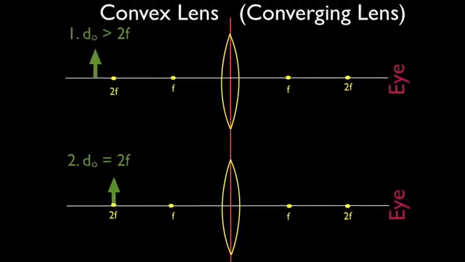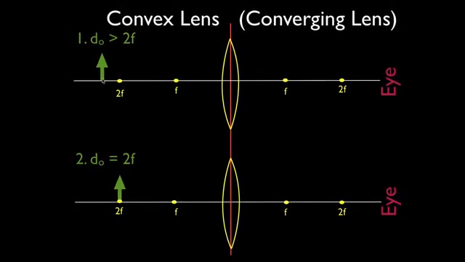Here is our first problem. You can see we have our object right here. It's at a distance DO, the object distance, greater than 2f. We're going to draw the ray diagrams to locate the image. Before we get started, we're going to go over the convex lenses in this video, and then we'll do concave mirrors in the next video, and then concave lenses and convex mirrors finally in the fourth video.